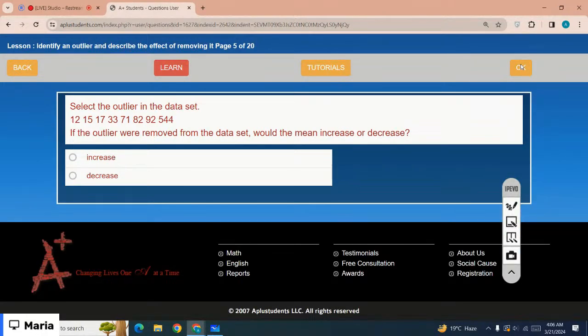Select the outlier in the dataset. If the outlier were removed from the dataset, would the mean increase or decrease? Which is the correct option? The correct option is decreased, right? The mean is decreased.